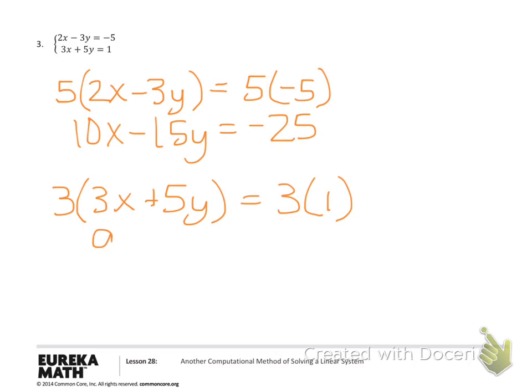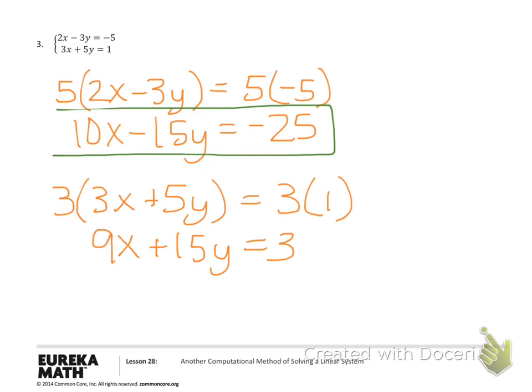And I get 9x plus 15y is equal to 3. So I've got these two new equations here that I can combine and eliminate the y term. So these two new equations are going to have the same solution as the original equations because they're going to graph as the same lines. So when I combine those two equations, what do I get?